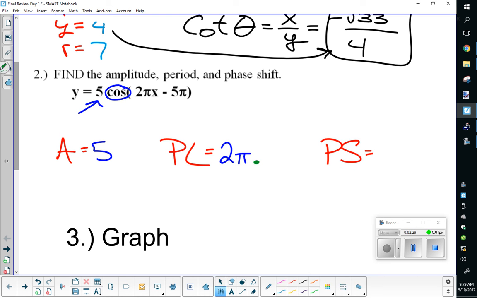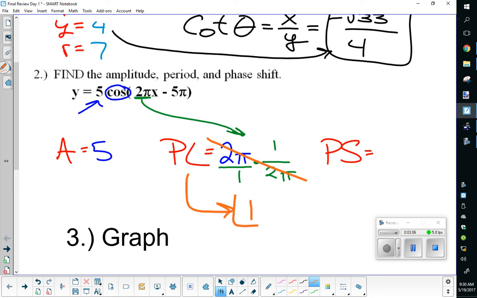We start off with 2 pi and then we multiply by the reciprocal of whatever's in front of our x. So what's in front of our x here? 2 pi. What's the reciprocal of 2 pi? 1 over 2 pi. I'm multiplying fractions, so when I multiply fractions, I multiply straight across. So that's like 2 pi over 1 times 1 over 2 pi. What can I do? Cancel 2 and pi. My period length is just 1. It's 2 pi divided by 2 pi. It cancels to get you 1.